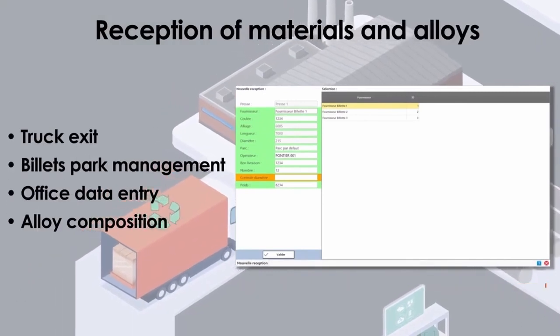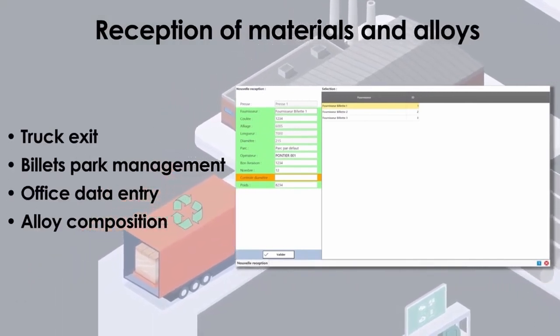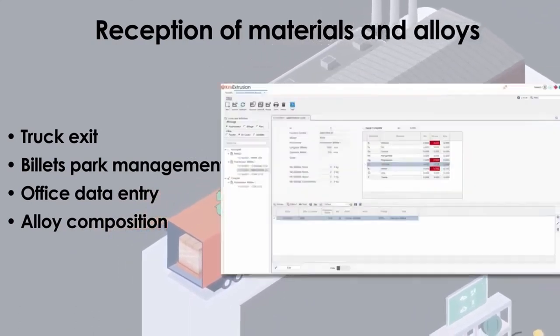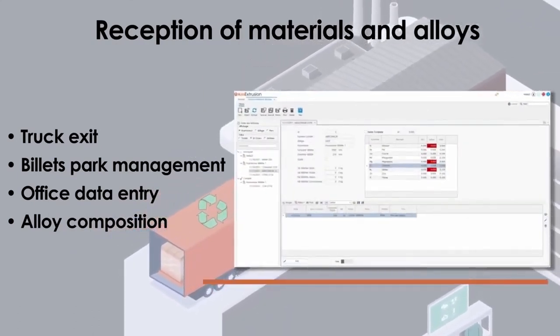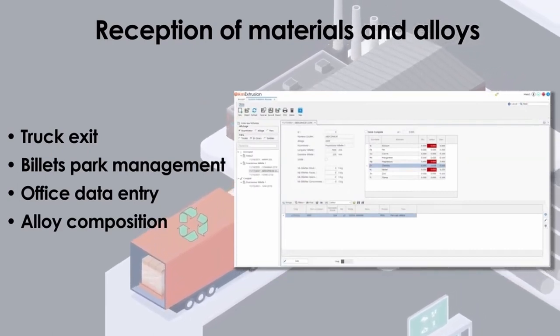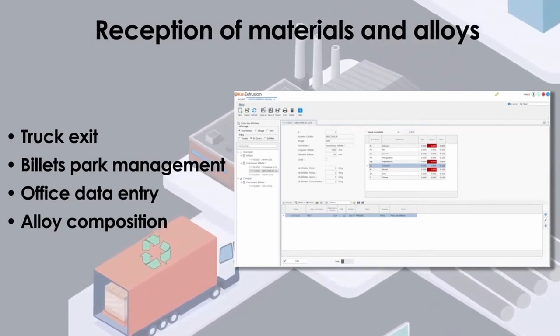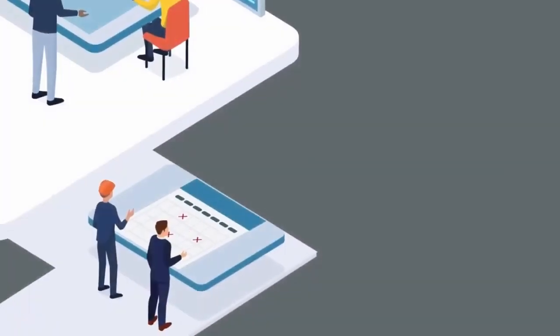Billets are managed by fleet and by alloy. Each time a truck is received, an operator enters or scans the receipt in KmExtrusion, which therefore allows real-time display of the number of billets available per alloy. On the office side, a user enters the composition of the alloy to make sure that the cast received is within the required tolerances.